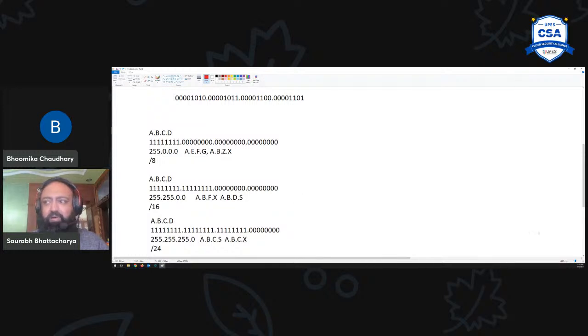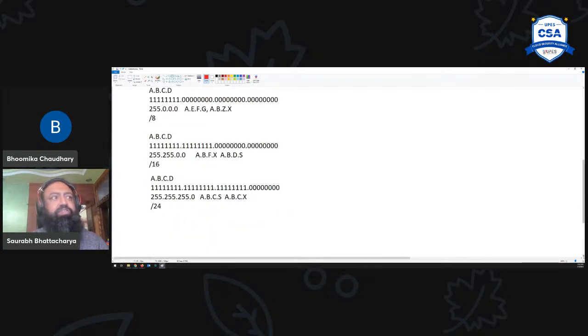Okay. Now let's look at the last one. I still have the same IP, which is A.B.C.D. But this time the subnet mask is 255.255.255.0, which means my first 24 bits are 1. Only the remaining 8 bits are 0. So I can call it 24 ones, or /24 as the CIDR notation.